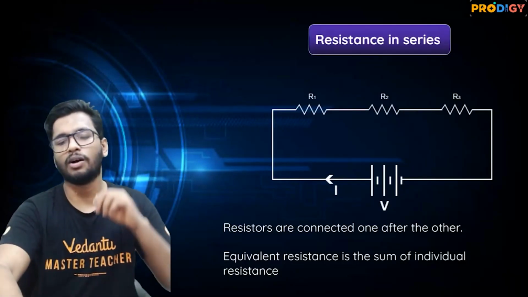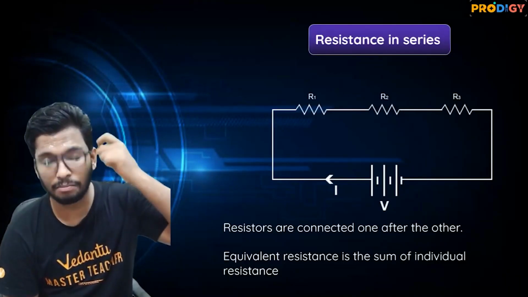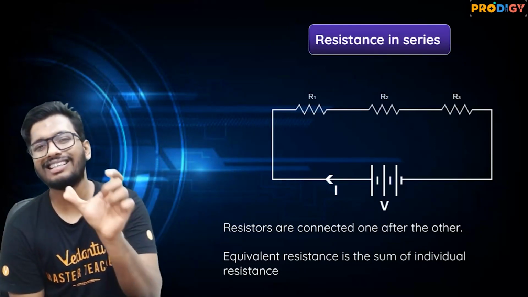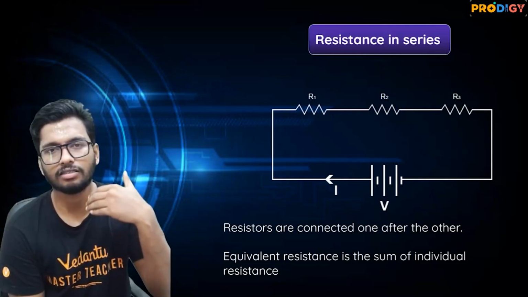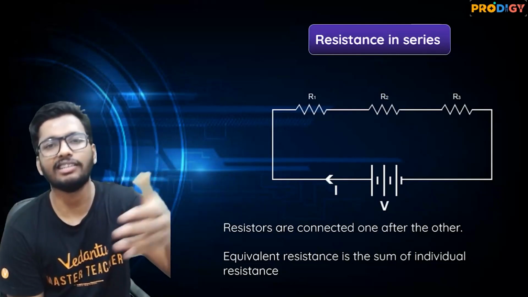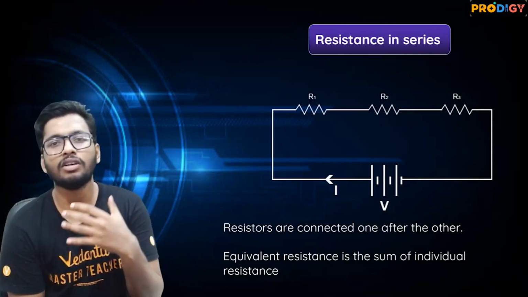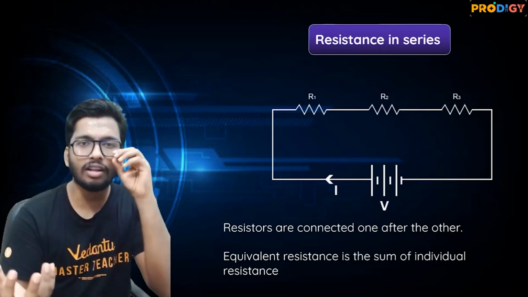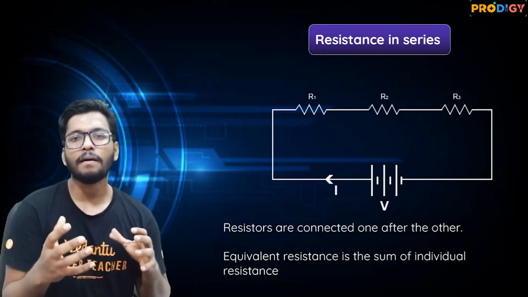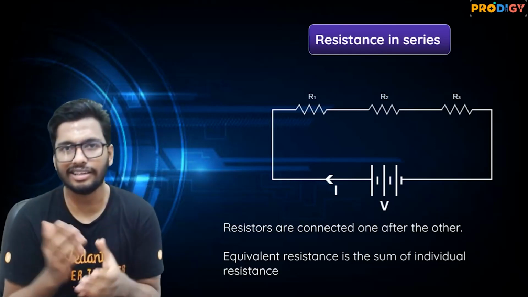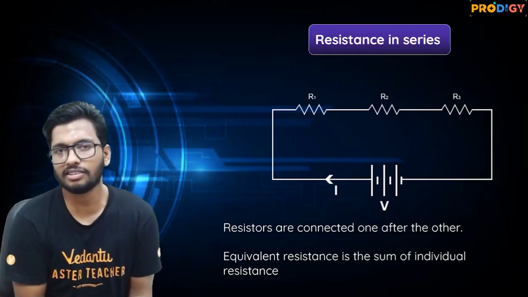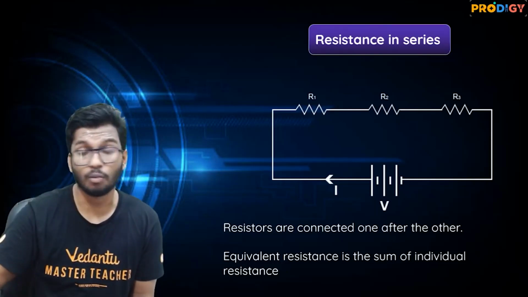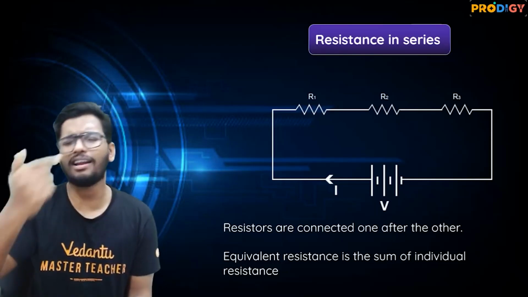The next thing that we talked about was resistance in series and parallel. A resistor is a device that is connected in a circuit in order to control the current and voltage, in order to regulate the current and voltage. That is the whole point of having a resistance in a circuit. There are two ways that you can connect resistors. One is series connection and the other is parallel connection.